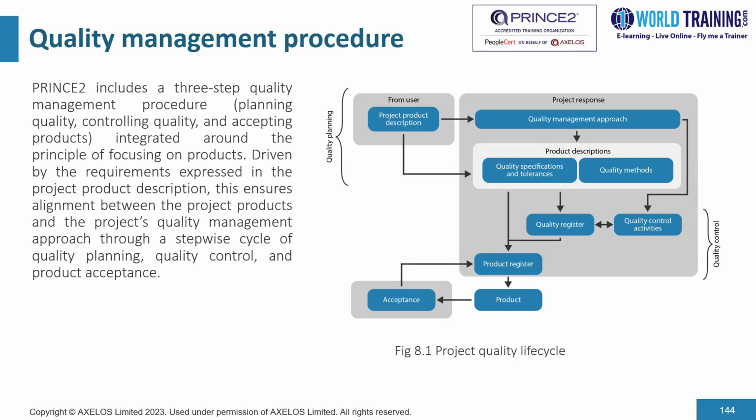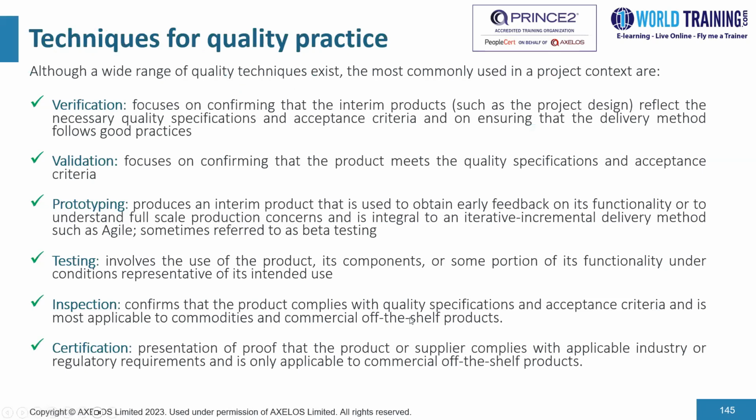and product acceptance. So if you look into the diagram on the right side, we have quality planning, which is one of the aspects of quality management procedure. And then we have quality control, which is the other aspect of quality management procedure, and acceptance of the products is another aspect. We'll do a bit of a detailed dive into some relevant techniques on the next slide. So what are some of the techniques for quality practice?